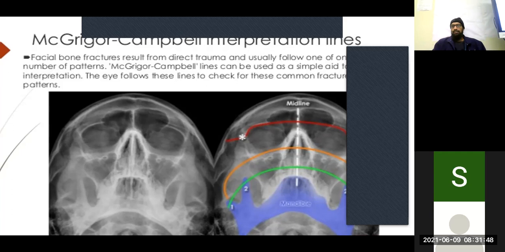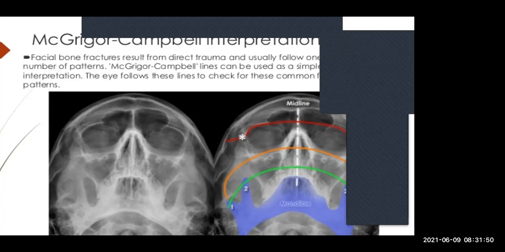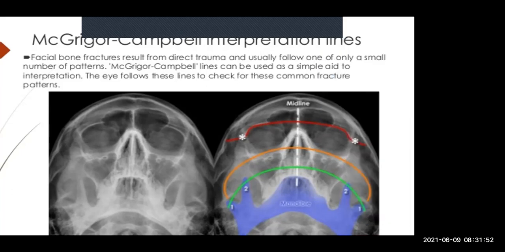So what I've shown you so far are some of the lines that we can look at. But at 2 o'clock in the morning, you've been on your feet for 14 hours, 16 hours. You don't have 5 minutes to go through all of these lines and look at that. So is there another way? Yes. And we have these. They are called the McGregor-Campbell interpretation lines.